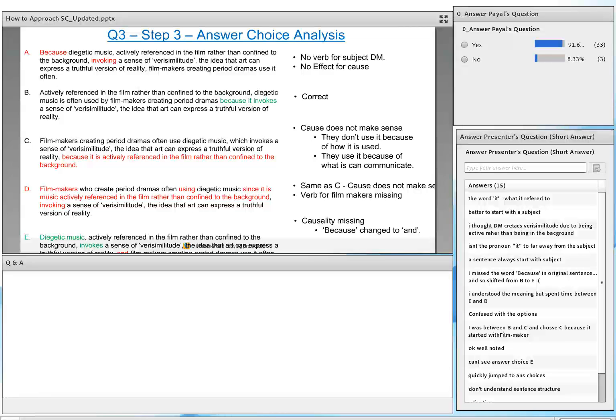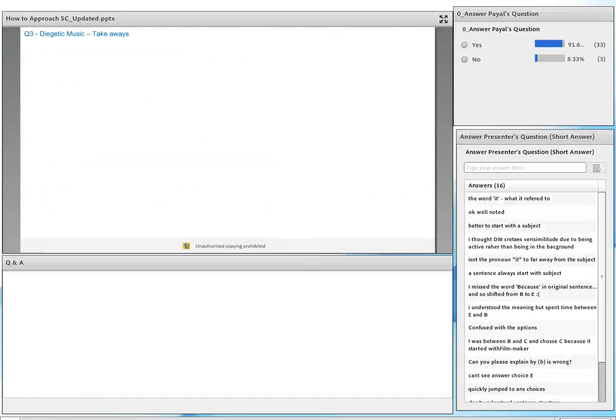And that should have been a very, very straightforward choice to reject because the author has presented a cause and effect. So we need to maintain that meaning in the correct answer choice. Okay, so I have a question here. "Isn't the pronoun it too far away from the subject?" There is no such rule that a pronoun has to be close to the noun. So again, go through the concept file in the pronouns module in which we address such myths.